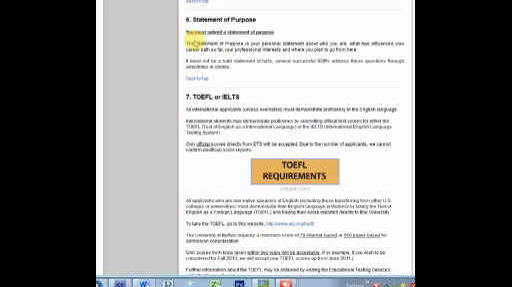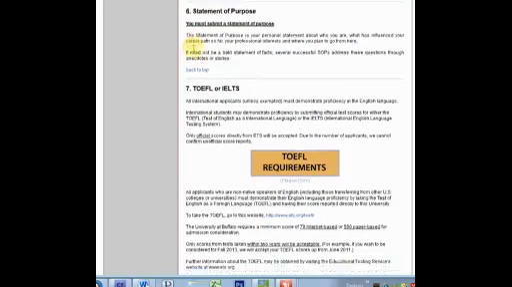A statement of purpose is required. We ask that you write a statement that tells a little bit about you, what your professional interests are, and how that's aligned with the University at Buffalo Economics Department.